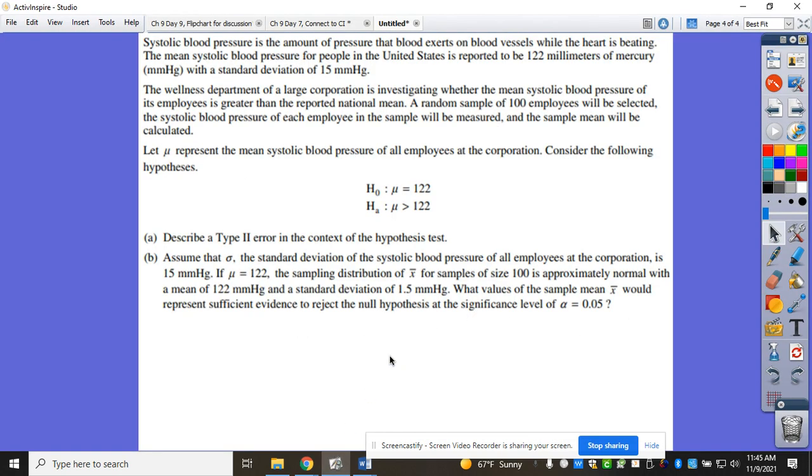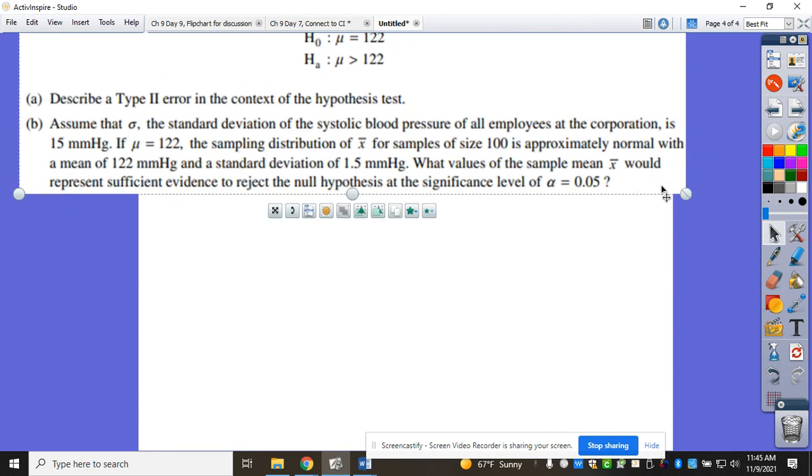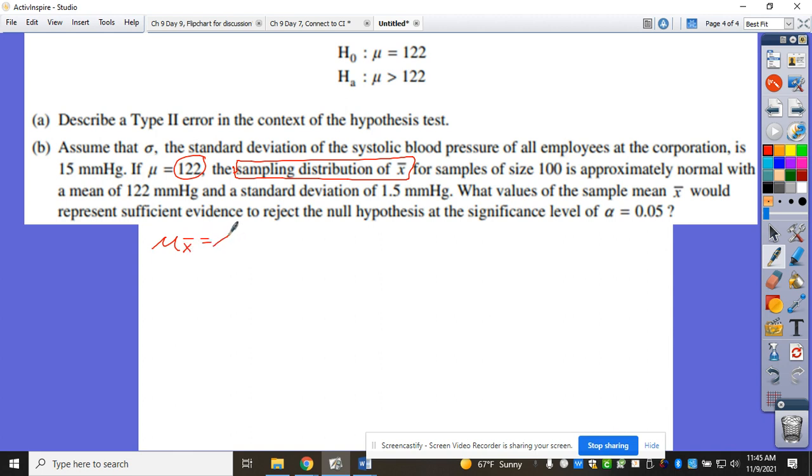All right, so part B, they give you more than they needed to give you, and I think that's the first part where it's confusing. So if I just start writing stuff down, this is my mu, or now we know we call it mu naught. That should be kind of a hint to you. So mu of x bar equals what? Which equals. So this is the part that they are making confusing for no reason.